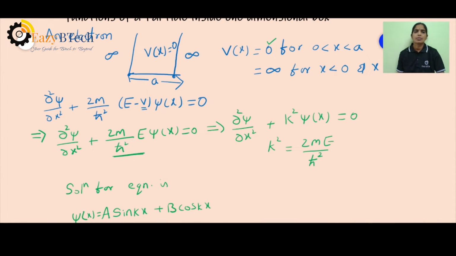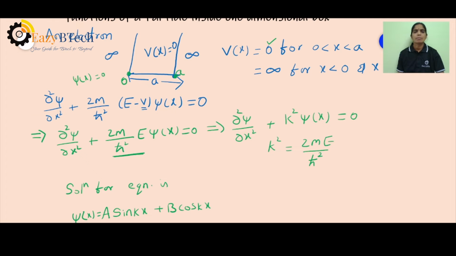Now let's look at the diagram. Here these are the two positions, the boundaries 0 and a. At the boundaries, we know that the wave function vanishes. That is, our psi of x will be equal to 0, either at the point 0 at the first boundary or at the end point A. At these two points, the wave function vanishes and becomes equal to 0.